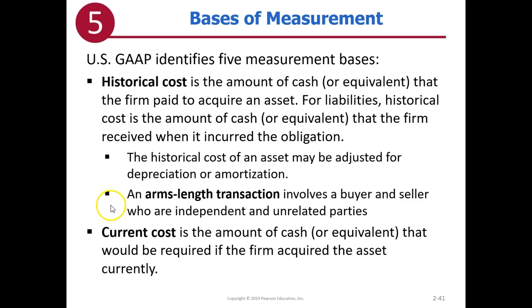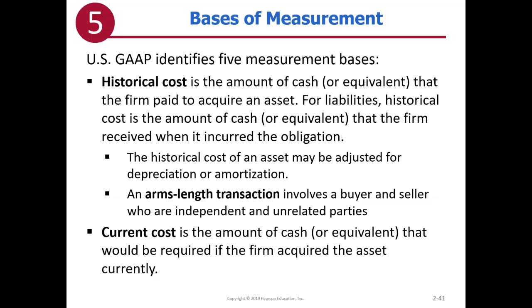This arm's length transaction, this will come back again, is that you don't want this to be between related parties. It has to be kind of like a decent arm's length transaction. Basically means that there's commercial substance in this. They're independent parties, and so you bargain it out and say, okay, what are we going to pay for that car? What are we going to pay for that truck? You bargain it out and you arrive at a cost, right?